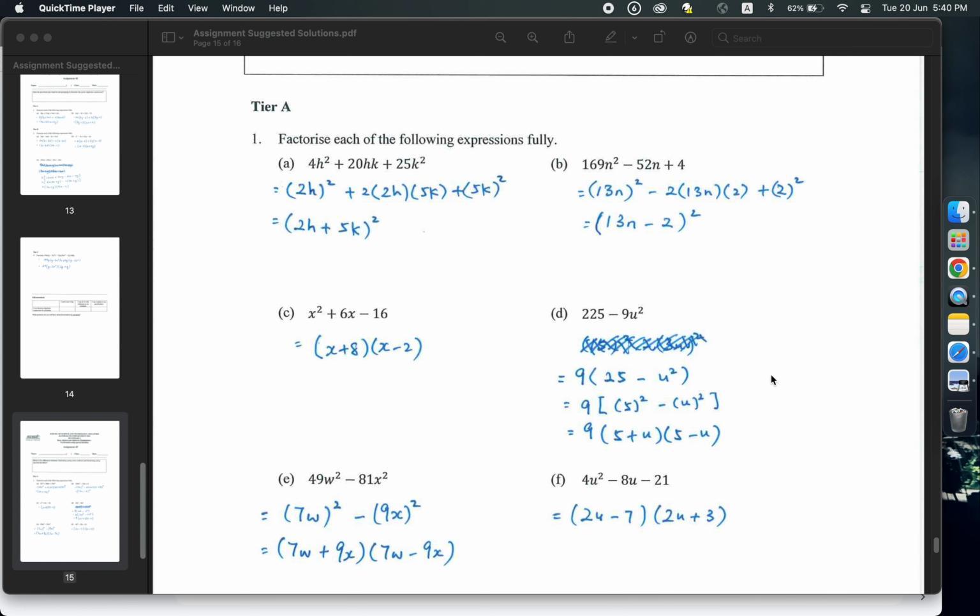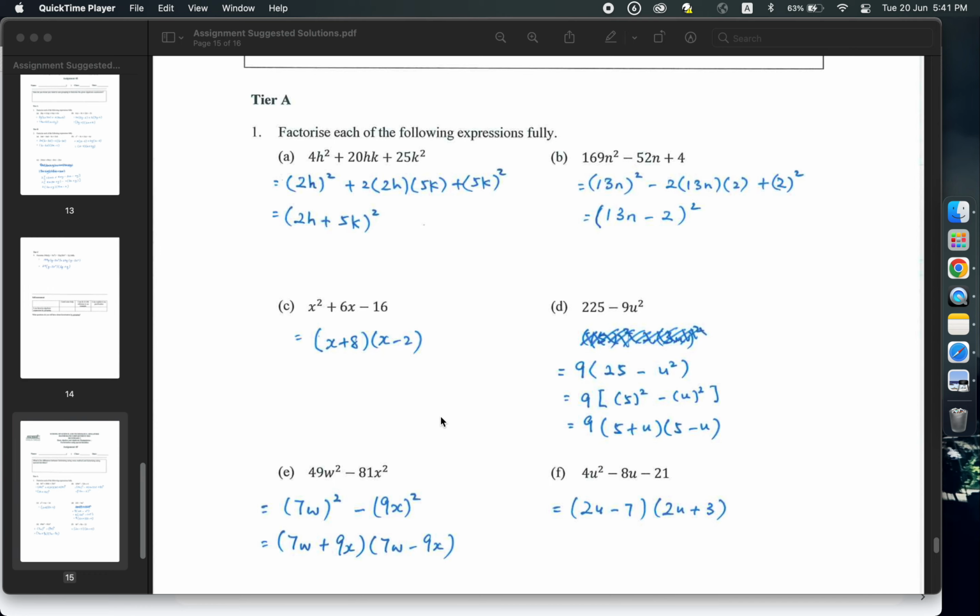And then over here, the first thing we do is we can actually extract the common factor. The common factor is 9. After I extract out 9, we have 25 minus u squared. 25 is 5 squared. So 5 squared minus u squared is 5 plus u, 5 minus u. We actually learned that this is the third special identity, a very useful and important one. So we end up with 9 times 5 plus u times 5 minus u.